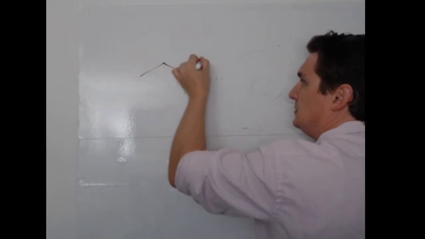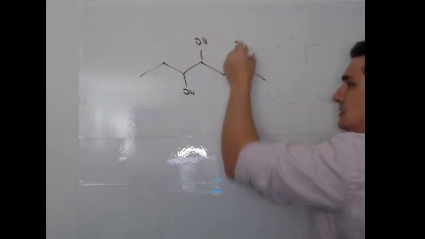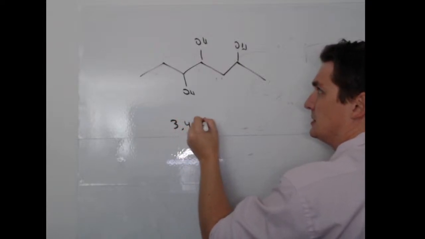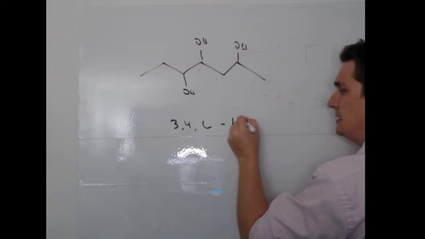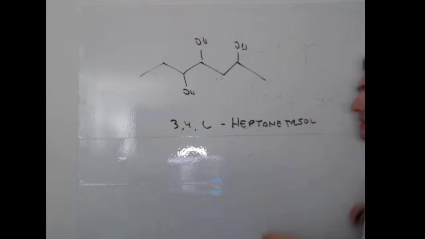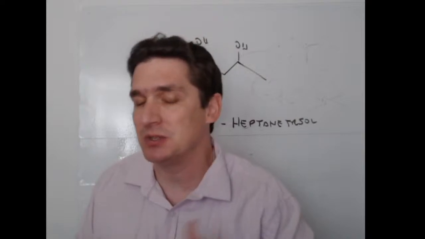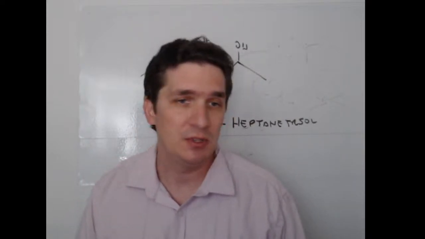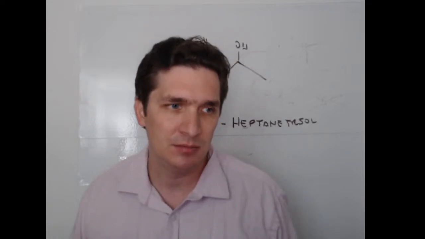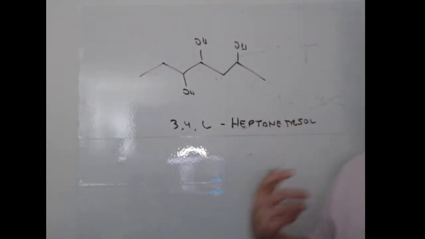So 1, 2, 3, 4, 5, 6, 7. So this is 2, 3, 4, 6, heptane, triol. There is no reason that they have to be adjacent. That just happens to be a lot of the examples because we are focusing on epoxides. But you can have more than two, you can have them all over the place. And basically the big difference between alcohols and polyalcohols is that now you have to start specifying multiple alcohols and specifying in the name that you've got more than one.